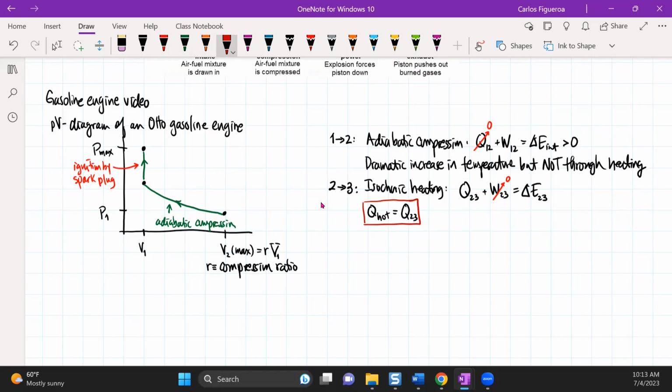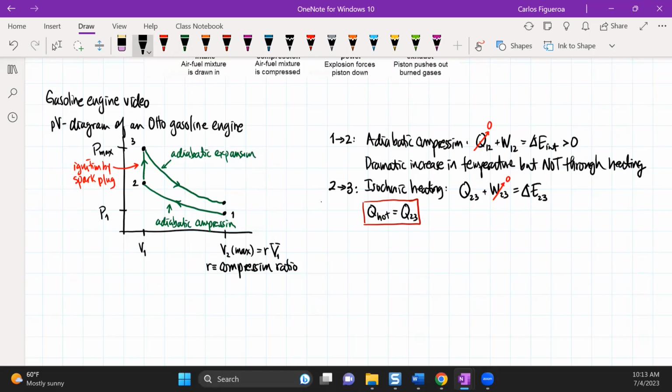So now what happens next here? I'm going to have an adiabatic expansion, and this is what they call the power stroke. So the power stroke, by the way, I should have been putting numbers. So this is 1, 2, 3. So when I look at the power stroke, this right here is now an adiabatic expansion.